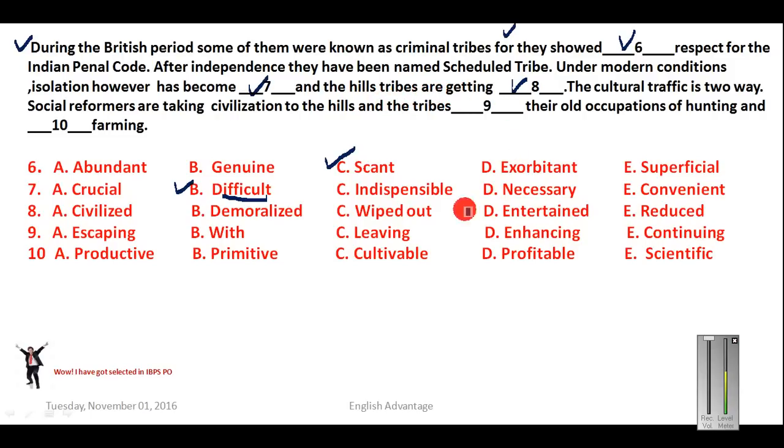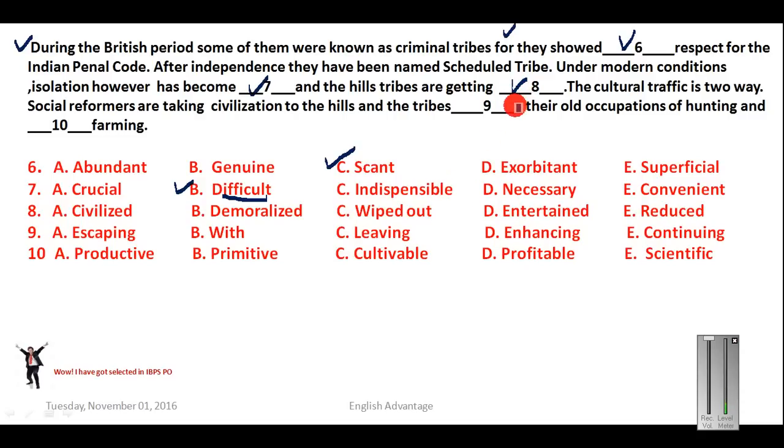Okay, so wiped out would be the incorrect choice here, because if the population expands, the tribal areas or tribal people cannot be wiped out. They can be moved or they can be shifted elsewhere, but they cannot be wiped out or reduced. So these choices will be wrong, and the correct choice will be civilized.